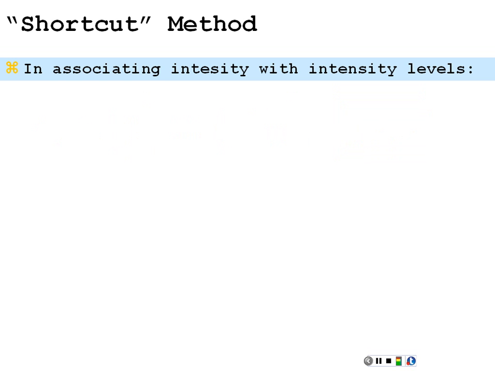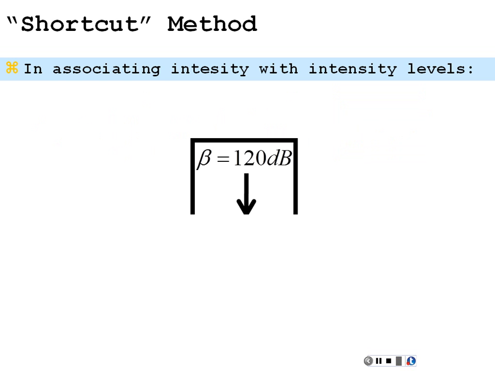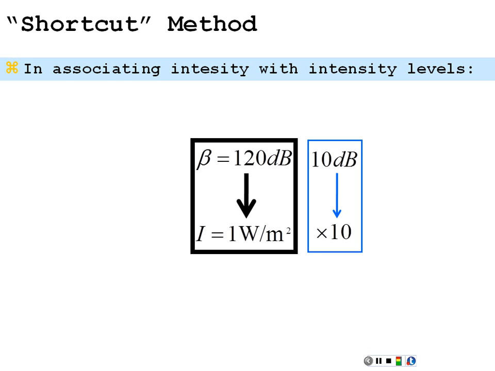Here's a quote-unquote shortcut method. Imagine that the threshold of pain, which corresponds to 1 watt per meter squared of intensity, corresponds to a decibel level of 120 decibels. So we're going to start there at the threshold of pain. If I went up 10 decibels, my intensity would increase by a factor of 10. So for every 10 decibels I go up, it's a factor of 10 in intensity. For every 3 decibels I go up, that's a factor of 2.